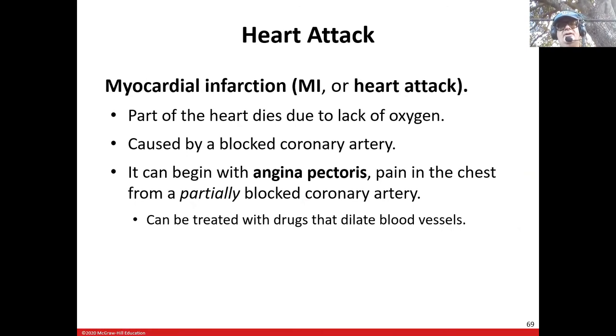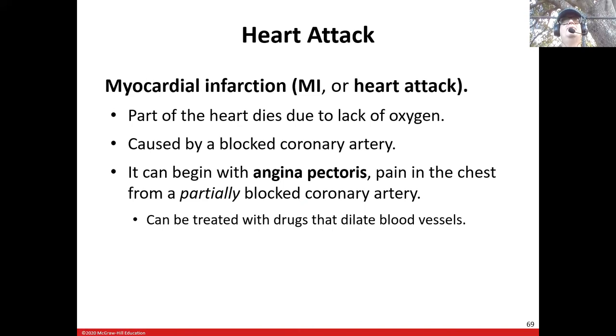An MI is a heart attack, and part of the heart dies because it's not getting oxygen. This happens because your coronary artery is blocked. Angina pectoris. Angina means pain. Pectoris means where your pectoral muscles are, your chest. Okay. So you start getting chest pain from a partially blocked coronary artery. They could give you drugs that help make those vessels dilate so you can get more blood through.